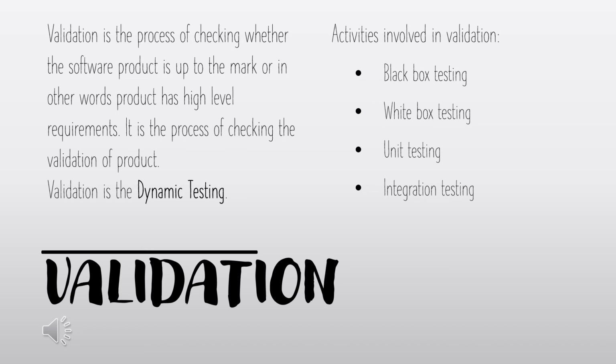Validation is the process of checking whether the software product is up to the mark, or in other words, the product has high-level requirements. It is the process of checking the validation of the product. For example, it checks that what we are developing is the right product. It is validation of actual and expected product. Validation is dynamic testing. The activities involved in validation are black box testing, white box testing, unit testing, and last, integration testing.